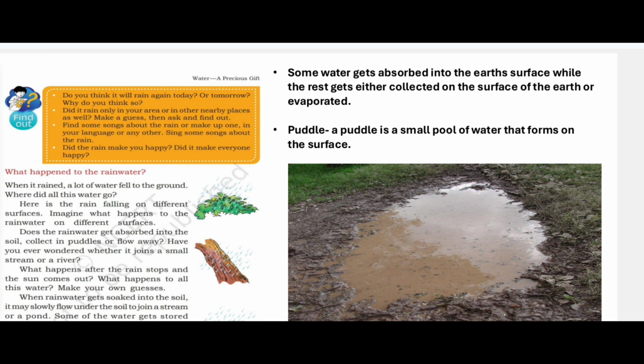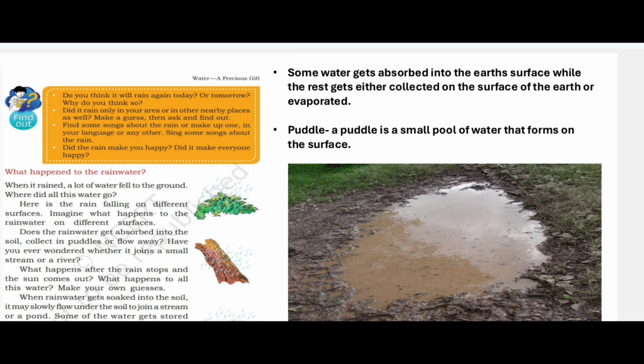Now, here are some questions in that yellow box. So read carefully. This is for you children to find out and discuss. Do you think it will rain again today or tomorrow? Why do you think so? Did it rain only in your area or in other nearby places as well? Make a guess, then ask and find out.